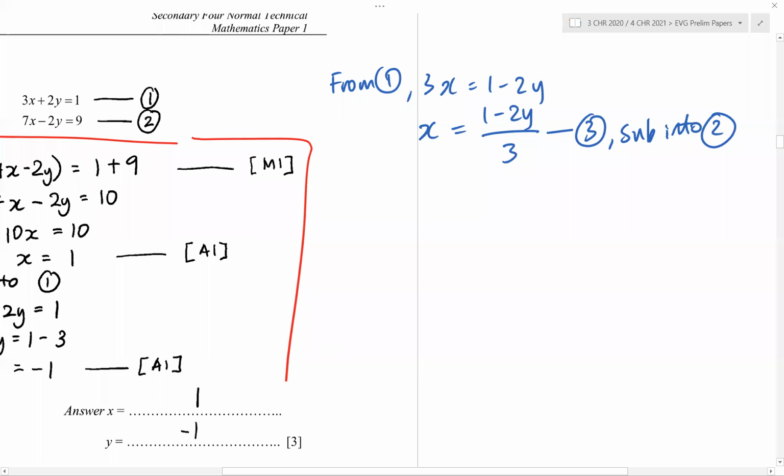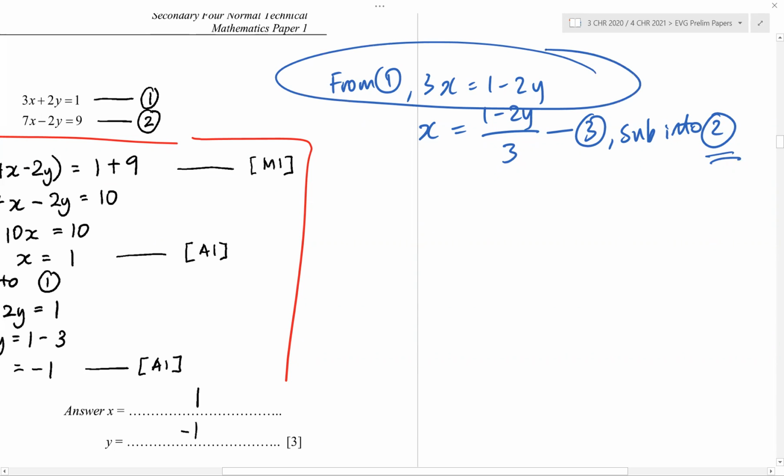Okay, I am doing substitution. Why am I substituting into equation 2? Because I got this from equation 1, I have to link it with equation 2. No point substituting back into equation 1 because you will get rubbish. Right, Chang Hui? From equation 1, if you sub back into equation 1, you get 0 equals 0, right? So no point. You have to sub into the other equation.